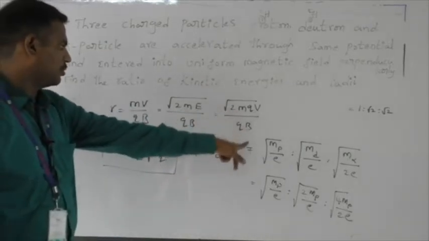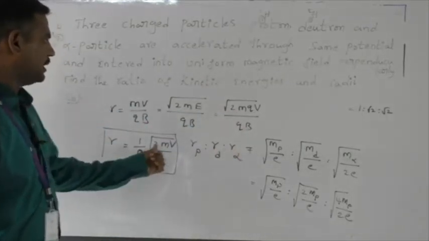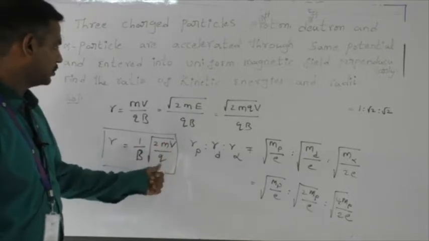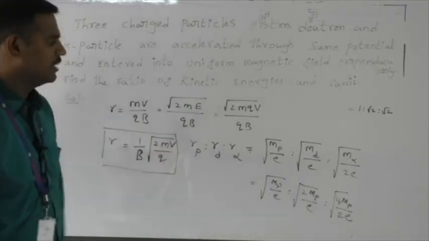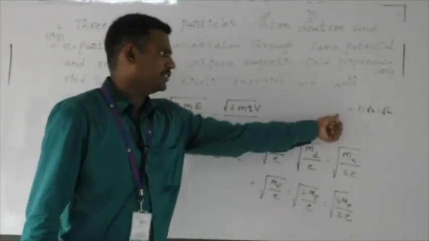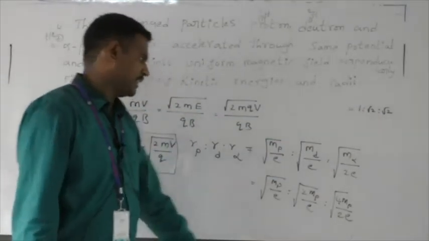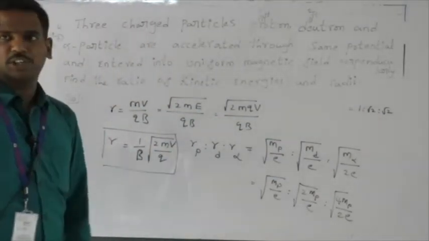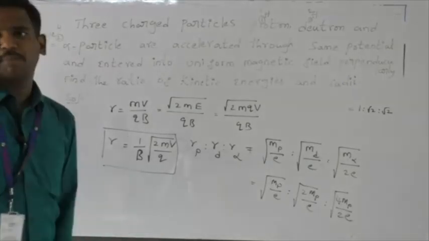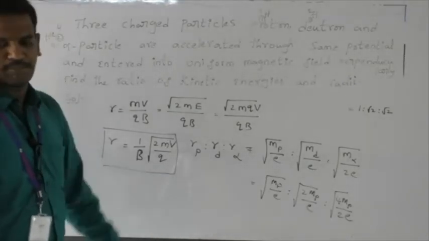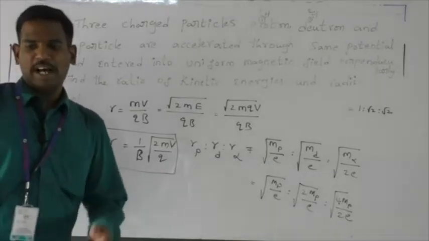So 2mqV divided by qB, 1 by B of root 2mV by q. Well, so what is the ratio? 1 : root 2 : 2 root 2. This is going to be the ratio of radii of all the three charged particles. This is the one illustration. Let us go for another illustration now.